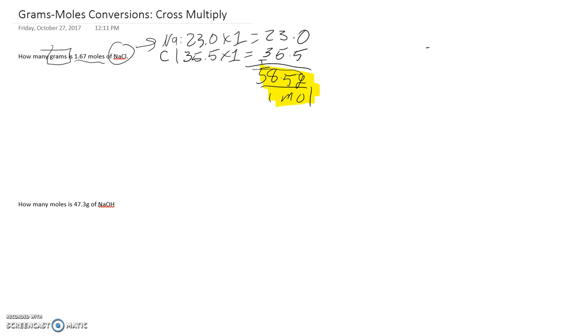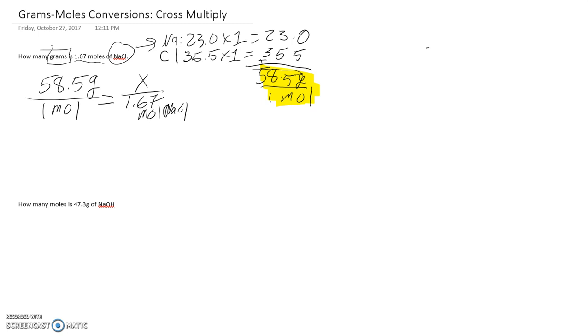So now that I know this, I can set up my proportion, which is 58.5 grams for every 1 mole. Unlike dimensional analysis, I'm going to set this equal to some proportion. And I'm given 1.67 moles, so that's the number I'm going to put in down here. Since this is equal, I'm going to put 1.67 moles down here, and it's of NaCl. And then I want to solve this for x.